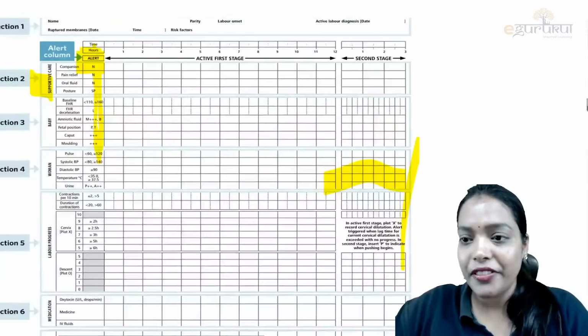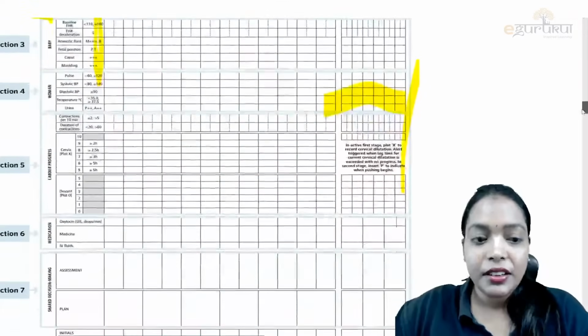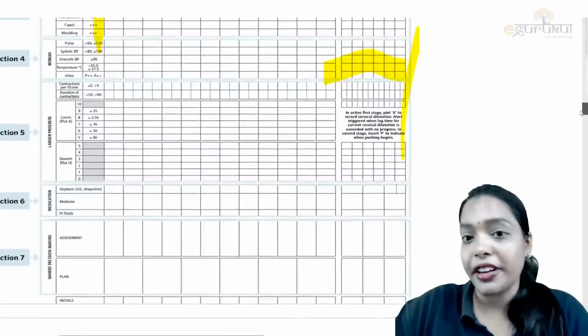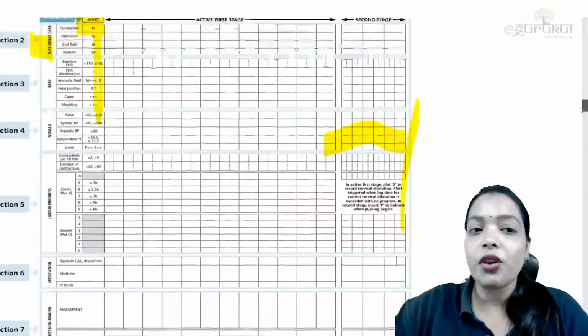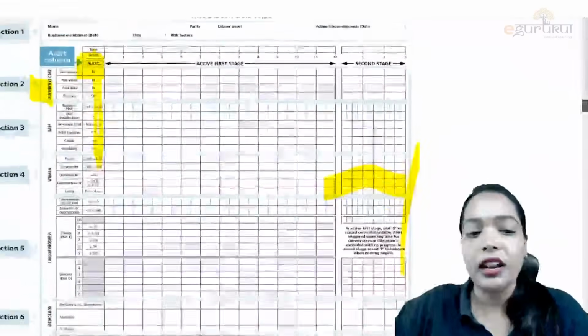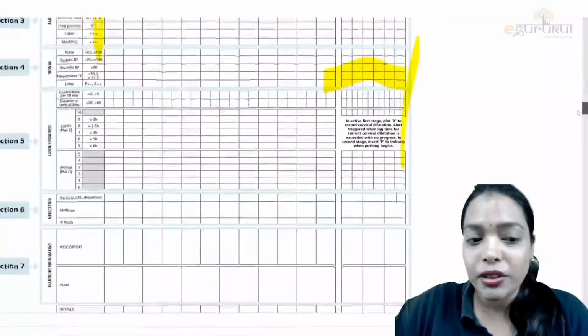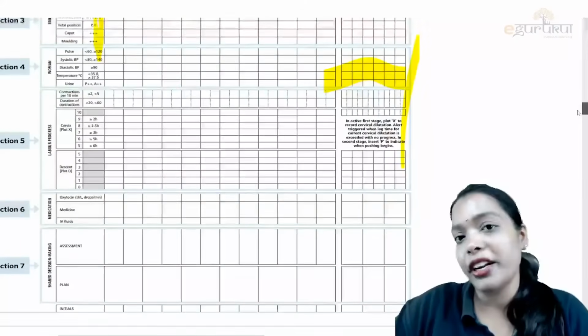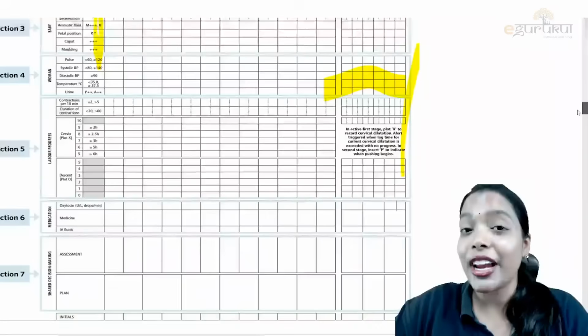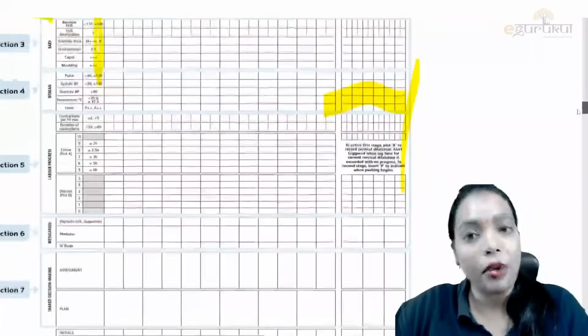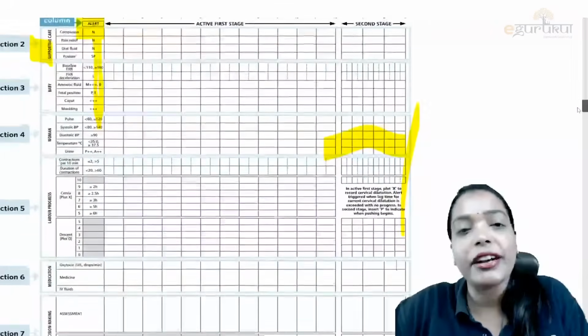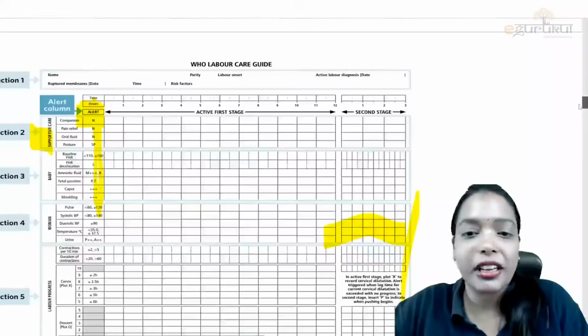So section 7 is shared decision making. So you will see what are all the alerts, and depending on what is the alerts, you will share with the woman. So you're going to assess what is the problem and you're going to plan according to that. So you're going to do a shared decision making. That's a very positive sign. No? You're going to inform her and then take a shared decision making.